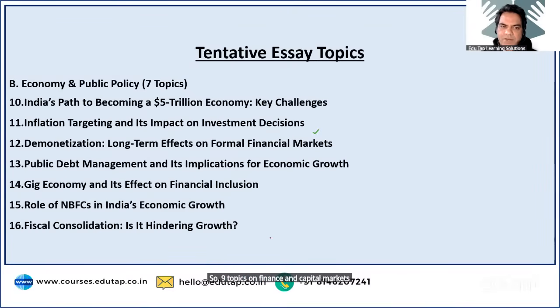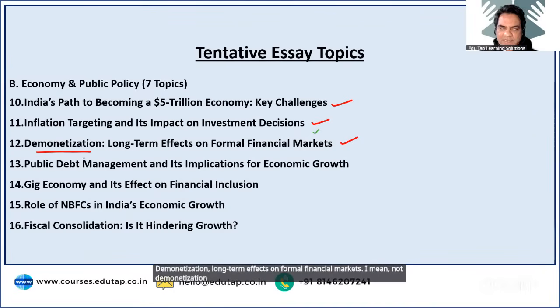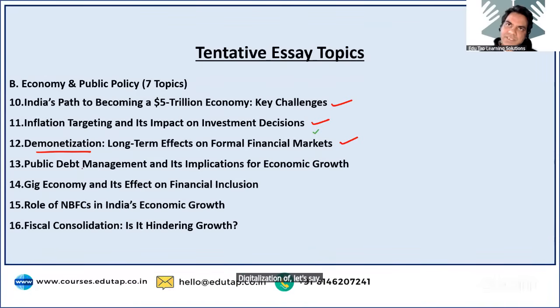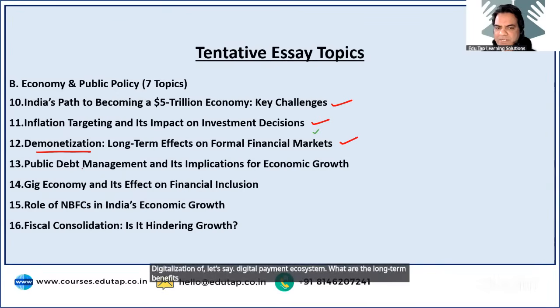Then economy and public policy, India's path to becoming a $5 trillion economy. Then inflation targeting and its impact on investment decisions, demonetization, long-term effects on formal financial markets. I mean, not demonetization, but let's say digitalization. Let me put it to you this way. Digitalization of, let's say, the digital payment ecosystem. What are the long-term benefits and effects on formal financial markets? Let me put it to you this way.